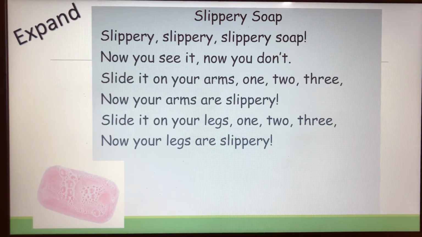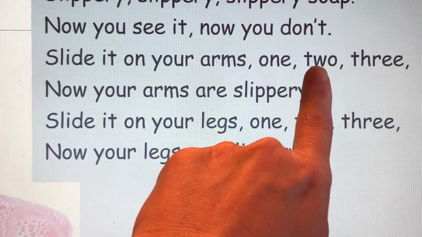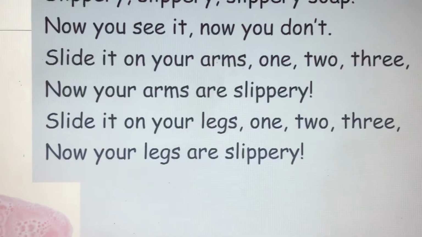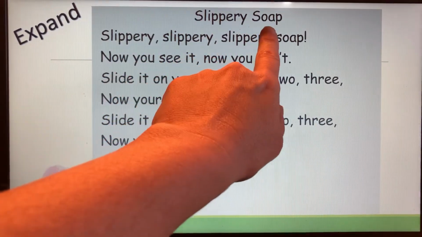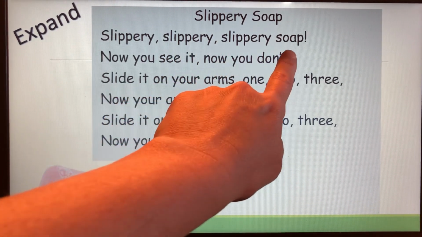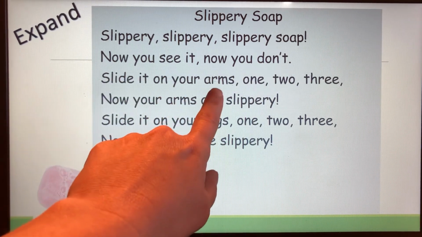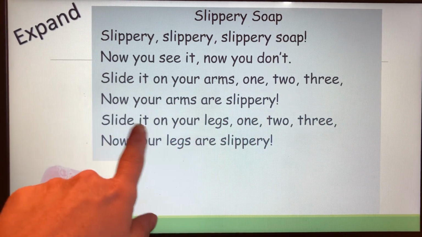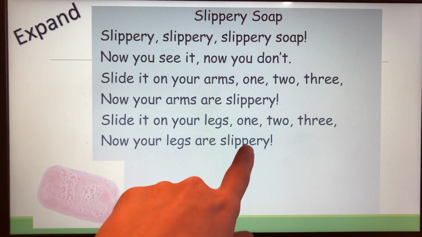I saw some number words in our poem. Take a closer look. Do you see the number words? 1, 2, 3. And I see them again. 1, 2, 3, right down here. Let's read our poem one more time. Slippery soap. Slippery, slippery, slippery soap. Now you see it, now you don't. Slide it on your arms, 1, 2, 3. Now your arms are slippery. Slide it on your legs, 1, 2, 3. Now your legs are slippery.